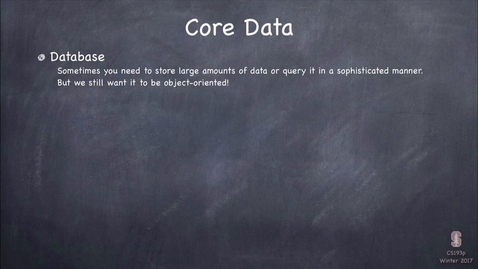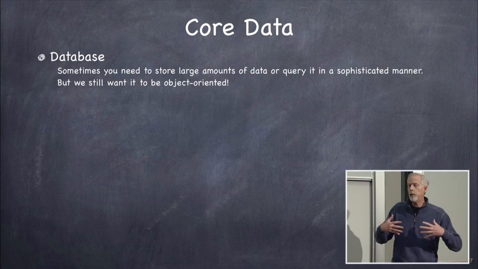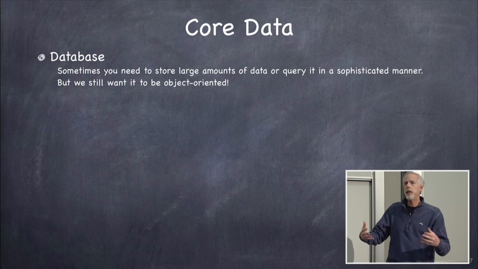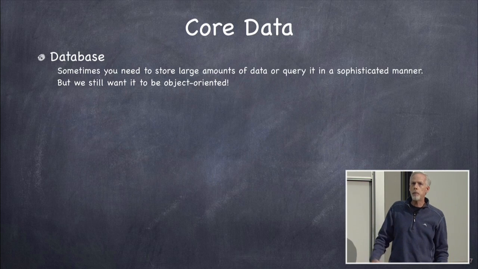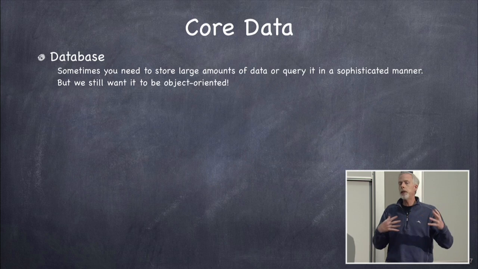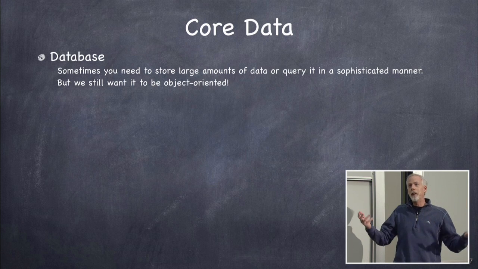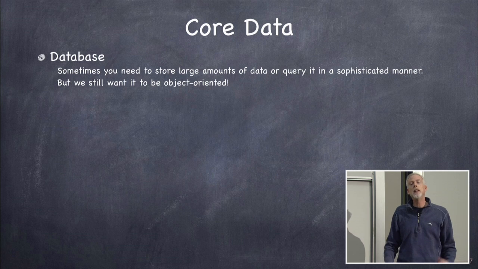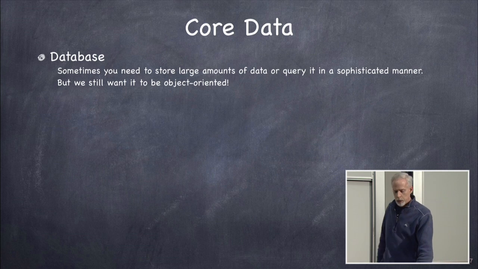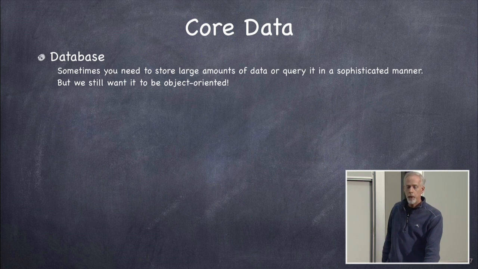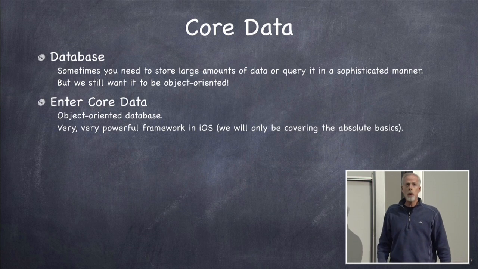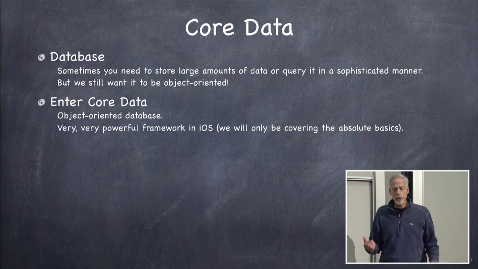So when do you need a database? Well, you need a database when you have a large amount of data, and especially if you want to make queries into that data and find out things about that data and the relationships between all the things in there. You really can't do that by making a big dictionary or a big array and searching through it. You need a database. And so there are a lot of technologies for databases out there, but most of them are not object-oriented. So we have this framework that Apple provides called Core Data.